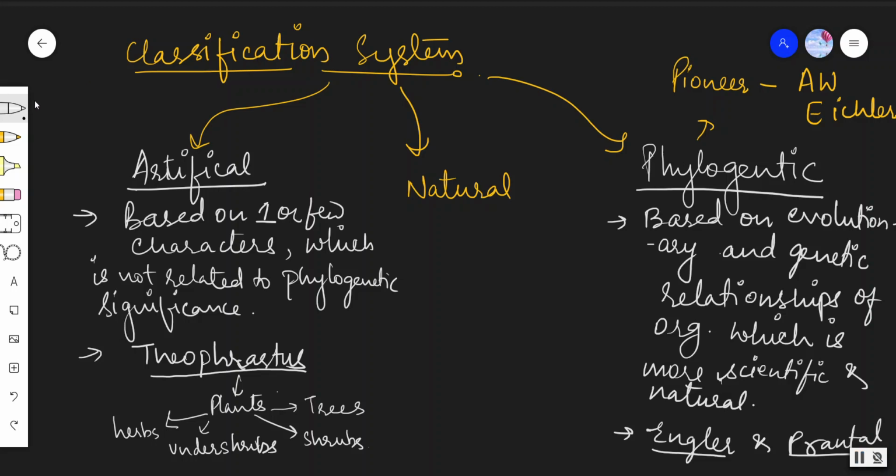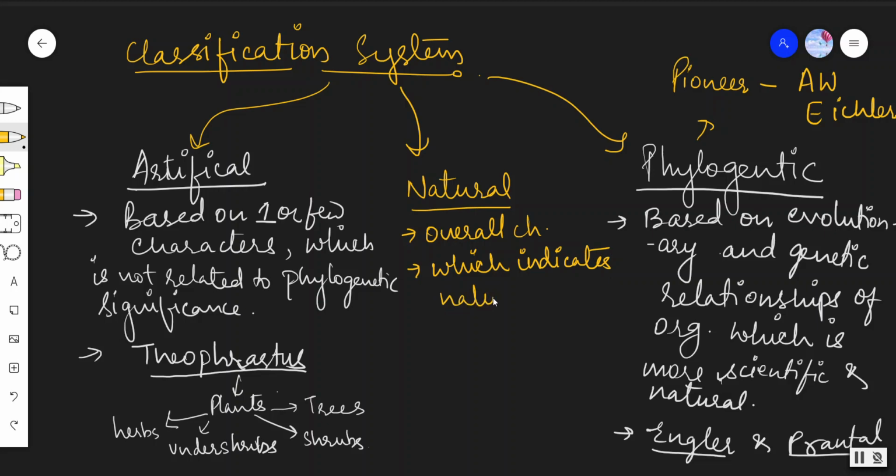Okay, now let's move to the natural classification system, which is based on the overall character of the organism, which indicates the natural relationship of organisms.